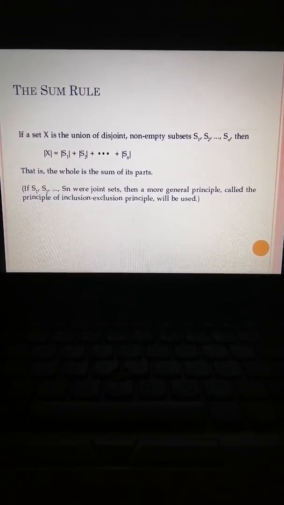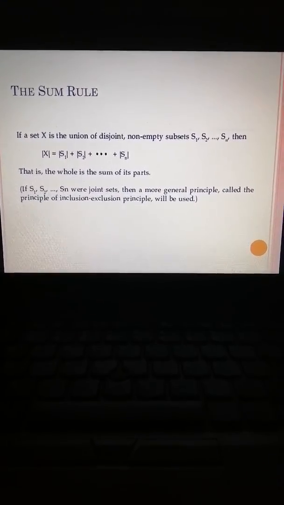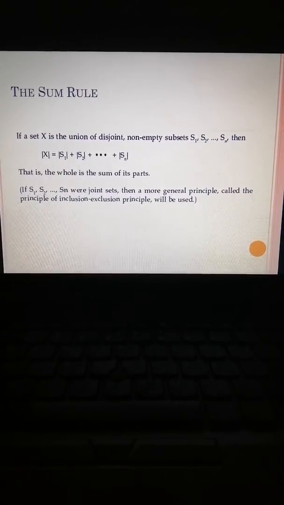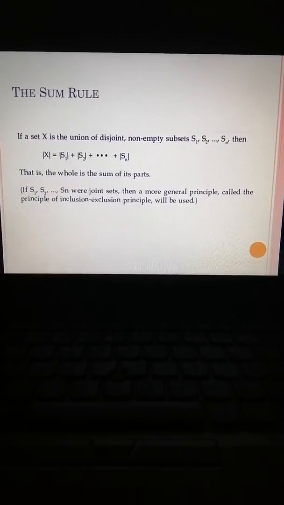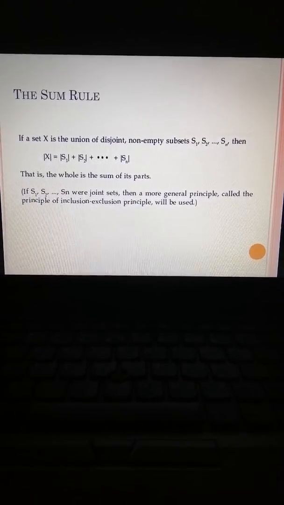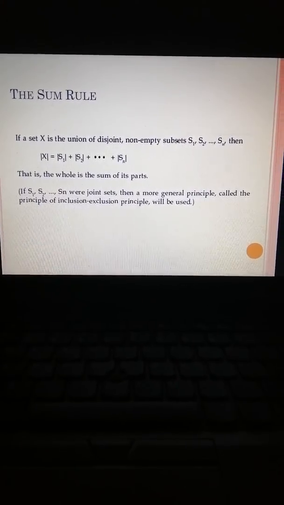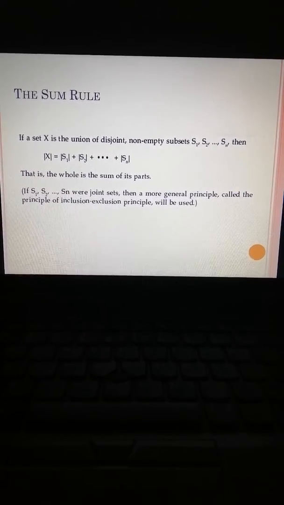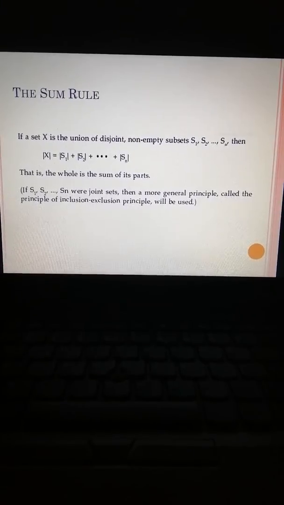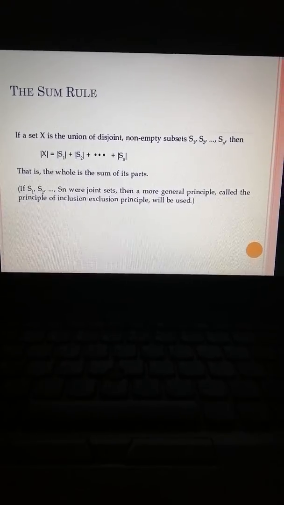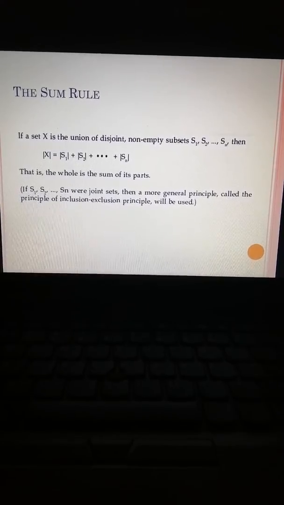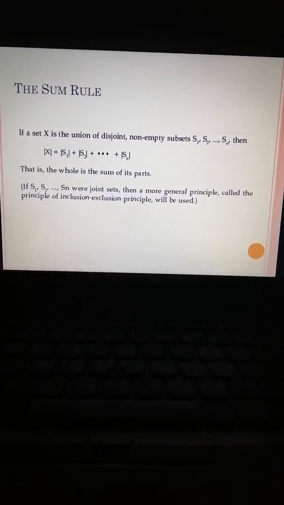If a set X is the union of disjoint, non-empty subsets S sub 1, S sub 2, and so on, then the absolute value of X is equal to the absolute value of S sub 1 plus the absolute value of S sub 2, and so on. That is, the whole is the sum of its parts. If S sub 1, S sub 2, and so on were joint sets, then a more general principle called the principle of inclusion-exclusion will be used.